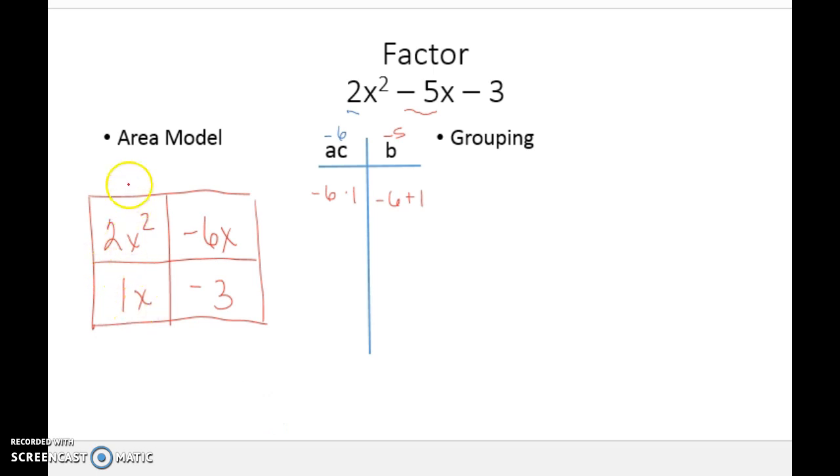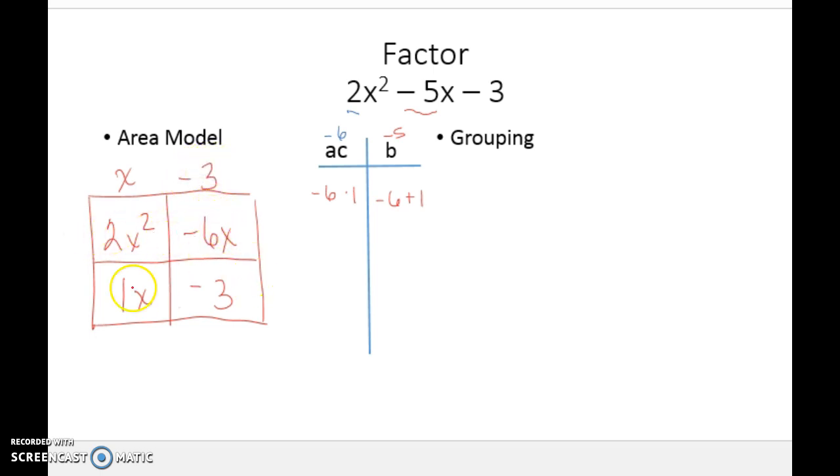All right, then we're going to factor out each column, and we're going to factor out each row. So we're going to end up with those two binomials that we used when we multiplied them last time. So if I look at my columns, between 2x squared and 1x, what common factor do we have? Well, we have an x. All right, between negative 6x and negative 3, what factor do we have in common? Since this one on the top is a negative, we do want to factor out negative 3.